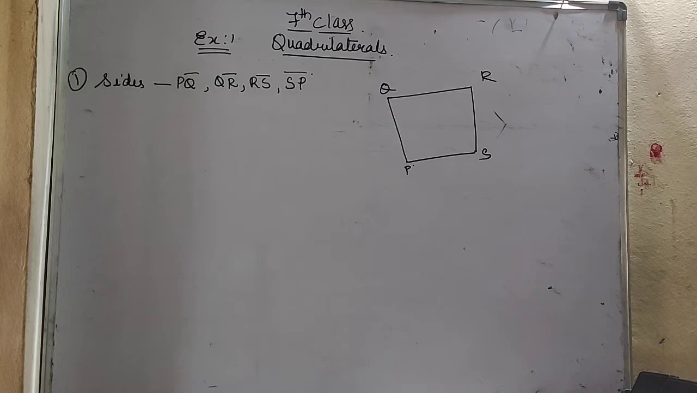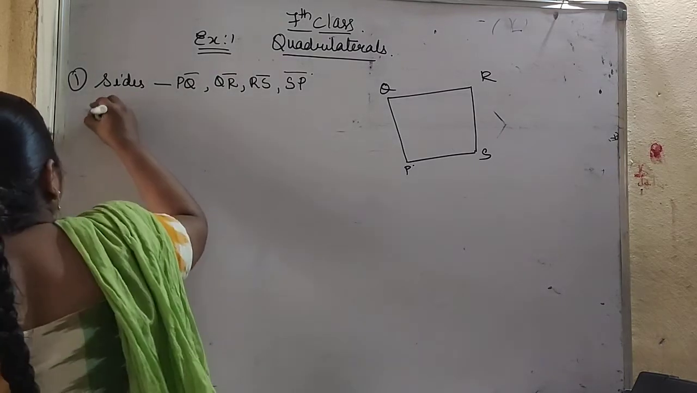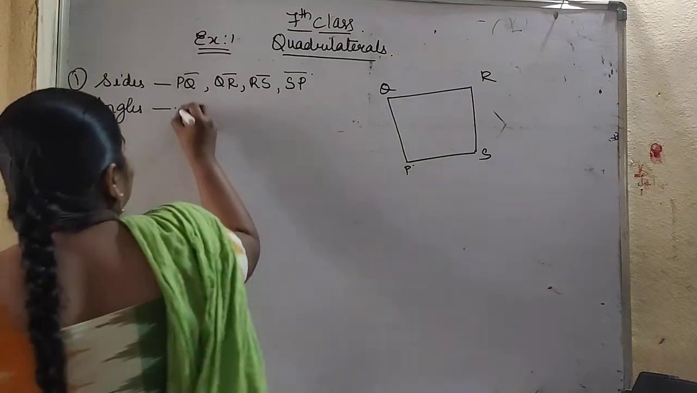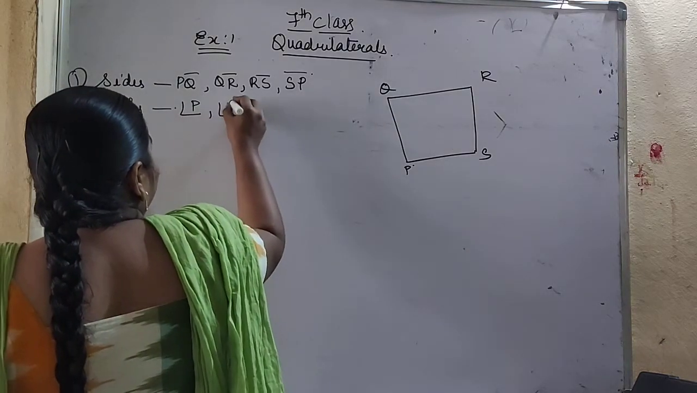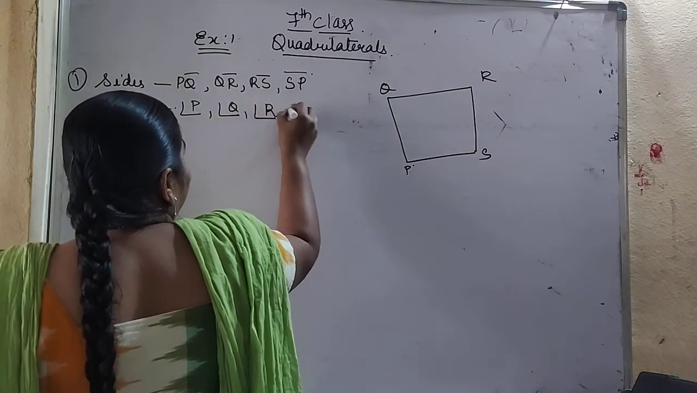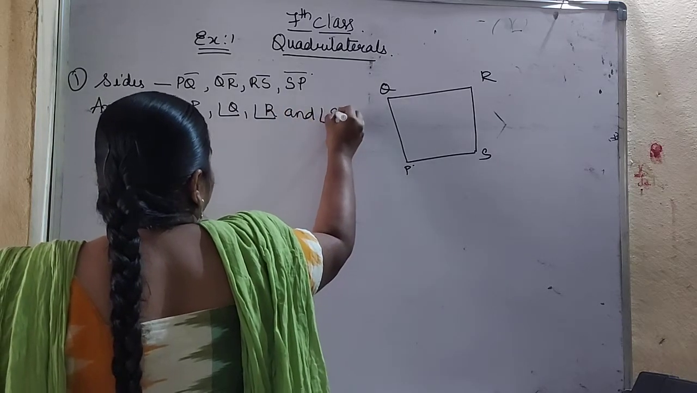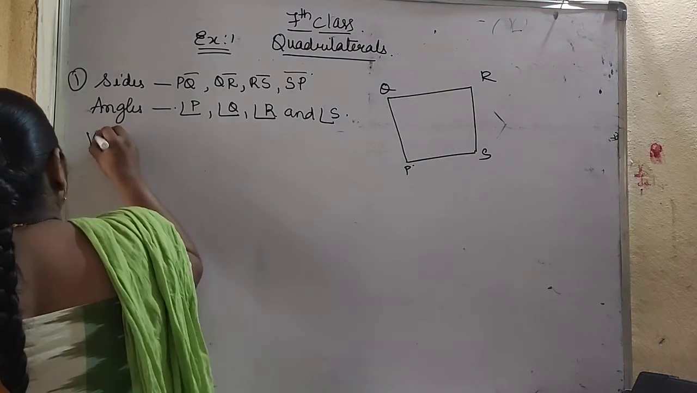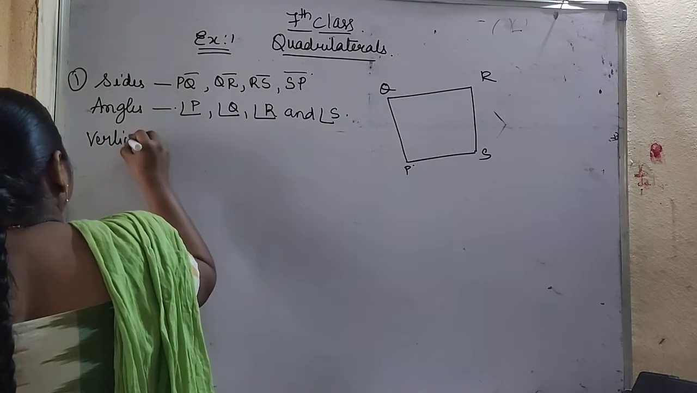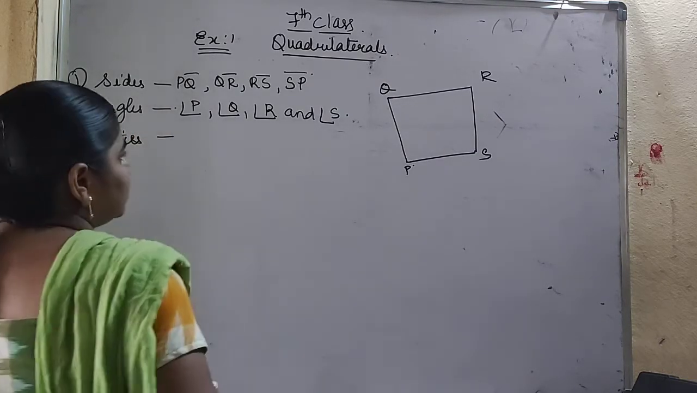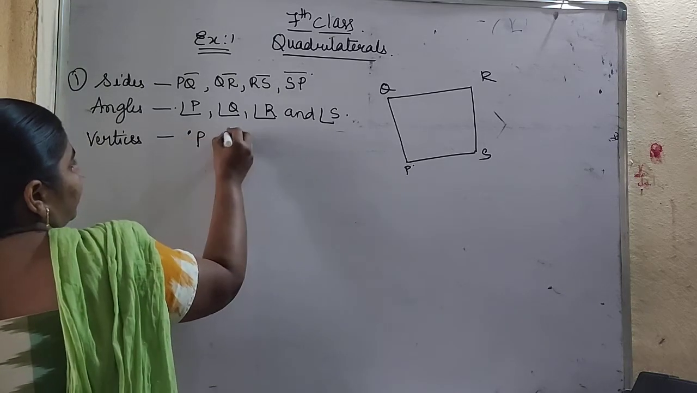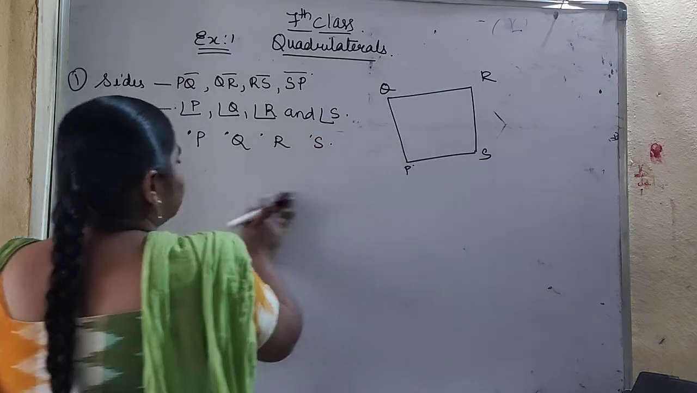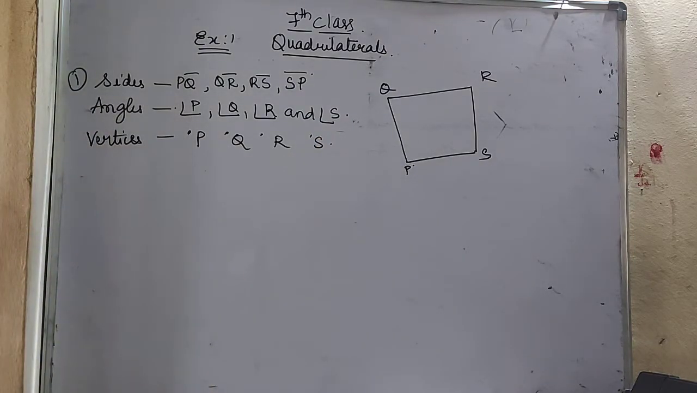Now we have to find what are the angles in this quadrilateral. So what are the angles? Angle P, angle Q, angle R and angle S. So these are the 4 angles in a quadrilateral. Next, vertices. So what are the vertices in this? Point P, point Q, point R and point S. So these are the 4 vertices in the quadrilateral.